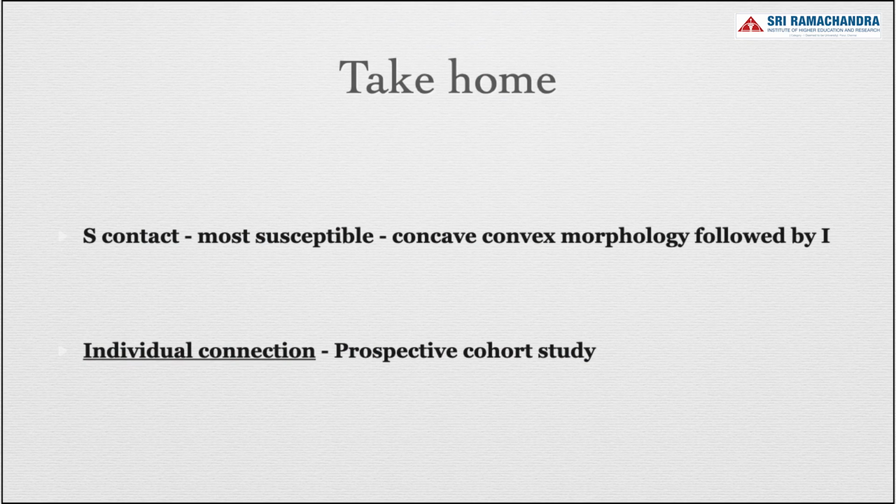So the take home message is two. The first thing is that the S contact is most susceptible to proximal caries development because of its concave convex morphology, followed by the I contact. And in a prospective cohort study, you have to maintain an individual connection at every level.